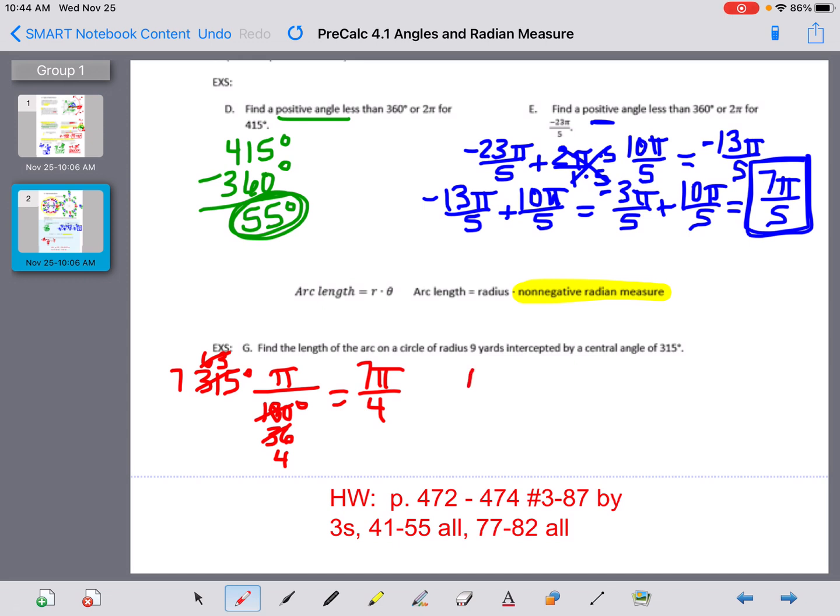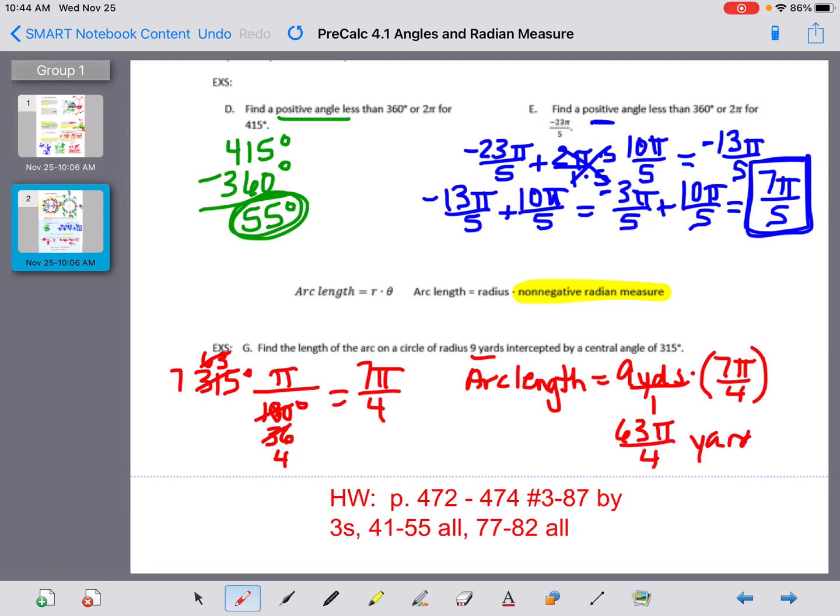So my arc length is going to equal my radius, which they gave me was 9 yards, times my non-negative radian measure. It's not negative. I've got it back into radians, so I do 7 pi over 4. And I'm just going to go straight across. Okay, so I get 63 pi over 4 yards. There's my exact arc length. I mean, if I needed to, I can put it into a decimal, right? But that's to use my formula. Okay.